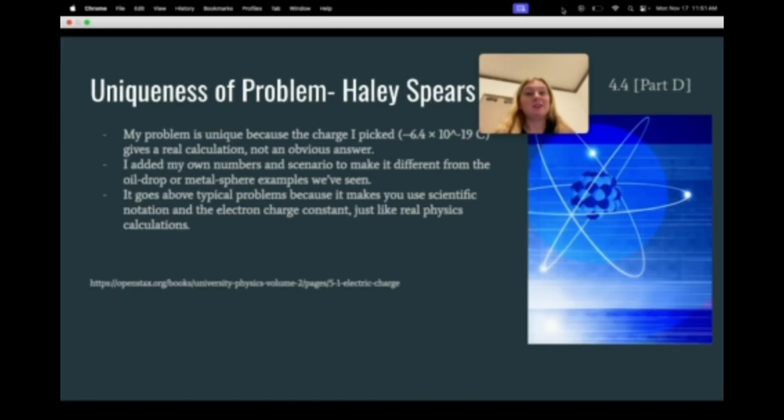And that brings me to the uniqueness of my problem. My problem is unique because I picked the formula here. It gives real calculations. It's not an obvious answer, you have to solve for it. I added my own numbers and my own scenario.